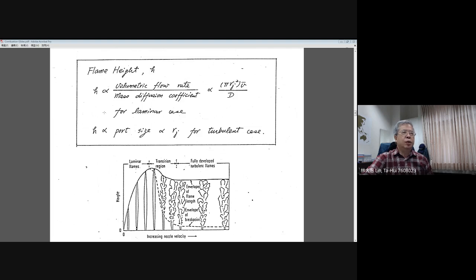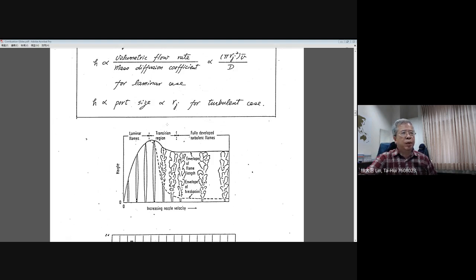And if you go to the turbulent case, you find it is very interesting. The flame length is only proportional to the radius, the size of your burner. Which means if you have a larger burner, then the turbulent flame will become larger. If you have a small burner, then the flame length of a turbulent jet flame will become smaller.